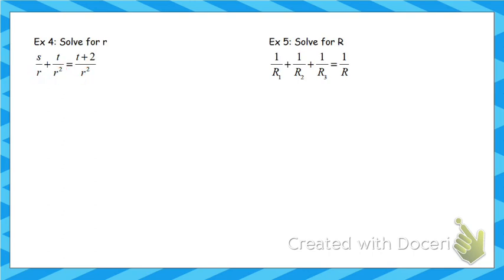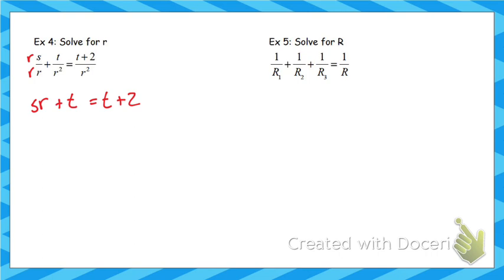So that fraction on the left is going to need to get multiplied by r. So now I have sr over r squared plus t over r squared equals t plus 2 over r squared. Well, now the denominators are all the same. These have to be the same as long as the numerators are equivalent. So I am just going to solve my numerators. So I've got sr plus t equals t plus 2.